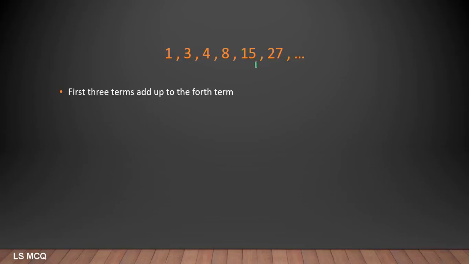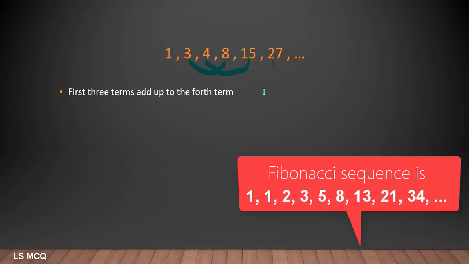It's 1, 3, 4, 8, 15, 27. And this is kind of tricky, so I just want to jump on it. This 8 is obtained by adding these three terms, 4 plus 3 plus 1, it's 8. This 15 is obtained by adding these three numbers, 8 plus 4 plus 3. This 27 is obtained by adding 4, 8 and 15. Okay, so it's kind of modified Fibonacci series, you can say that.